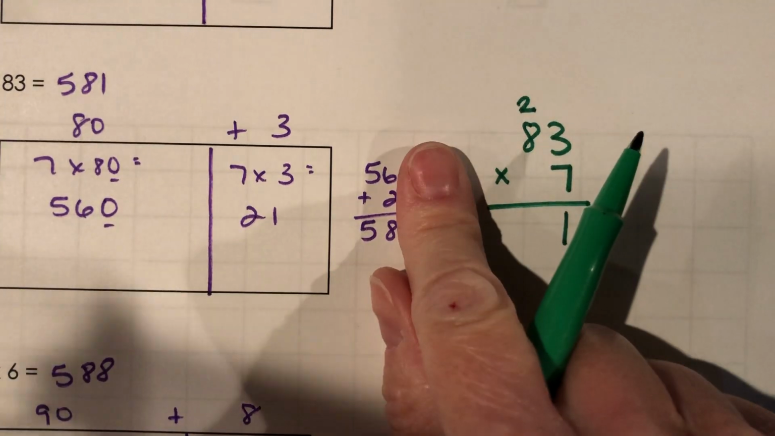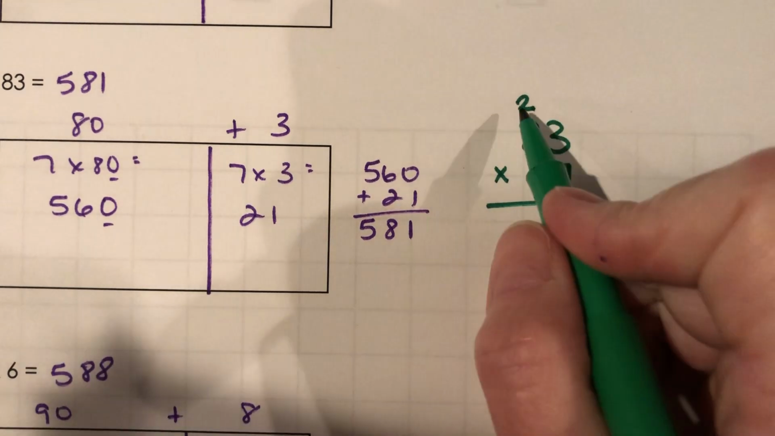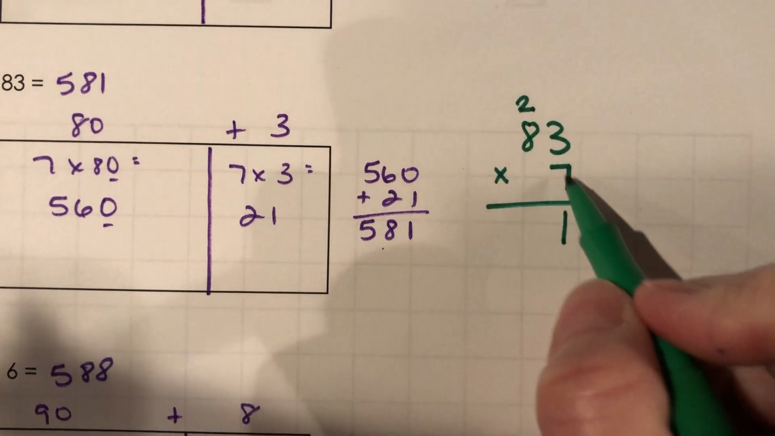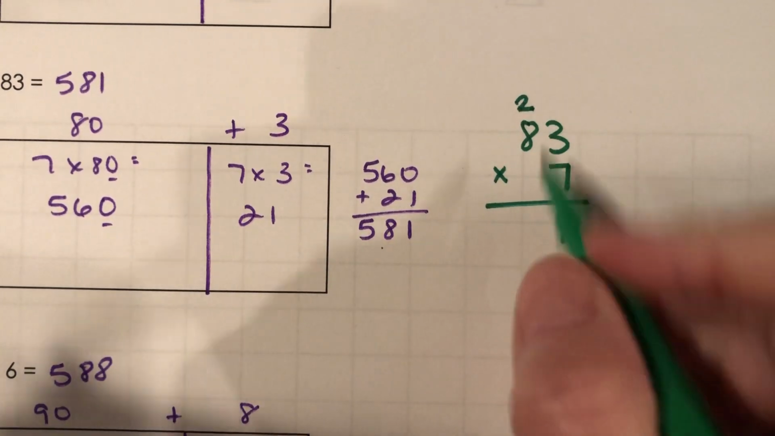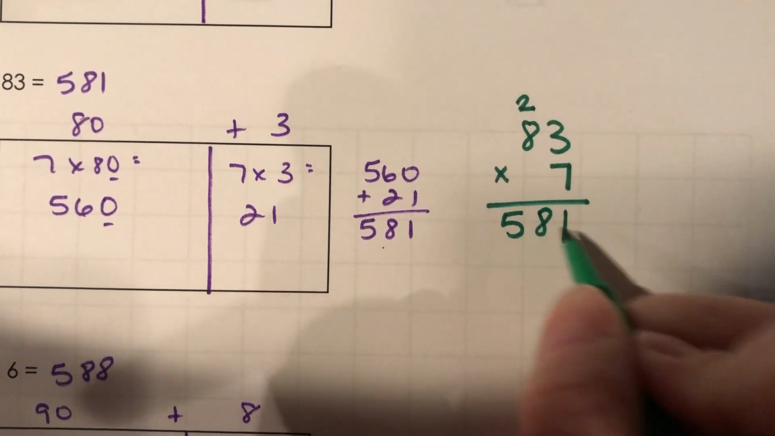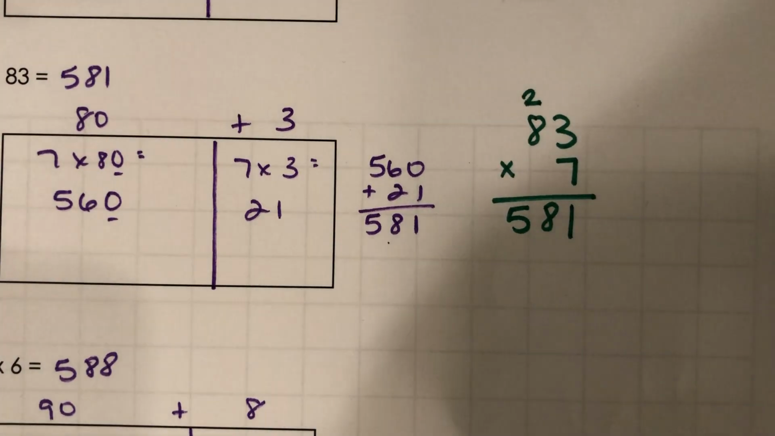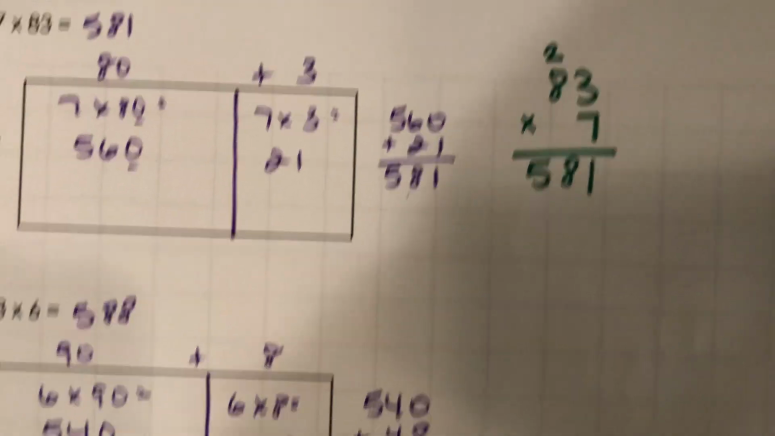And then here, when you got that 56, what did you do with that 2? We added it. So 7 times 8 is 56, plus the 2 is 58, so we get our 581. Hopefully you are liking this method.